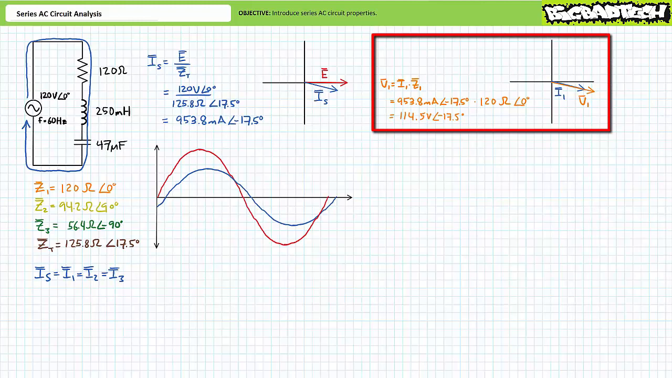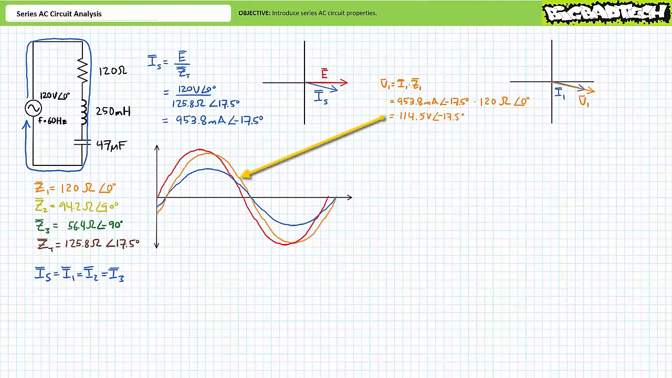An application of Ohm's law for resistive impedance Z1 demonstrates V1 to be 114.5 volts at an angle of negative 17.5 degrees. The phasor diagram demonstrates the current through the purely resistive impedance Z1 will be in phase with the voltage across it. If we were to add a plot of voltage across resistive impedance Z1 as a function of time, it would look something like this. Note V1 in orange is in phase with the current through it. V1 appears to lag our supply voltage by 17.5 degrees.